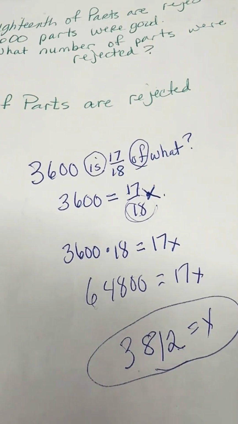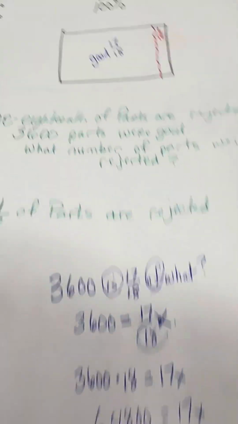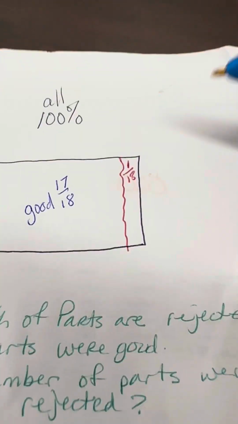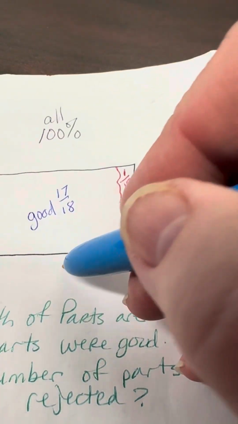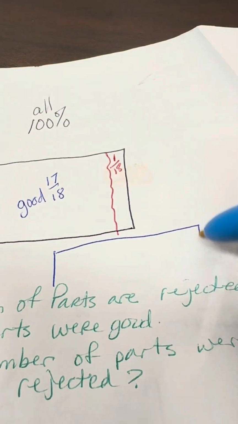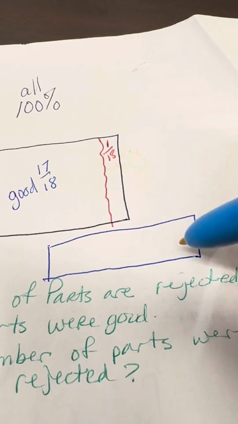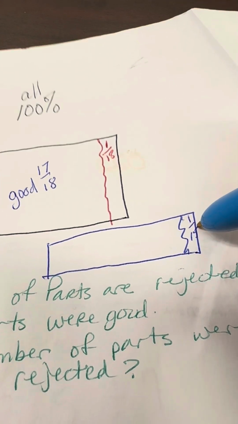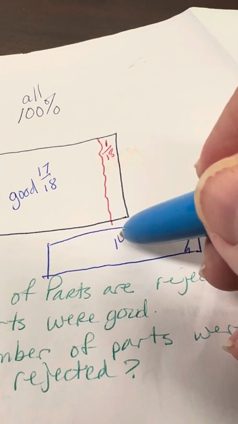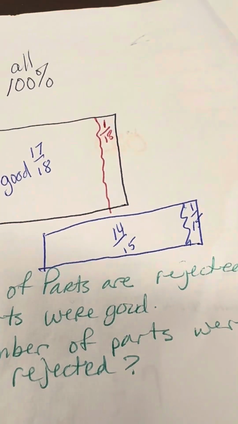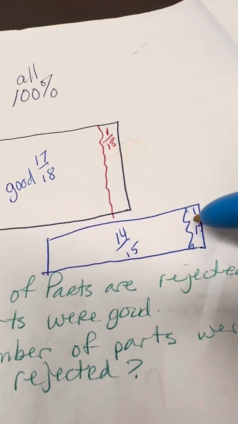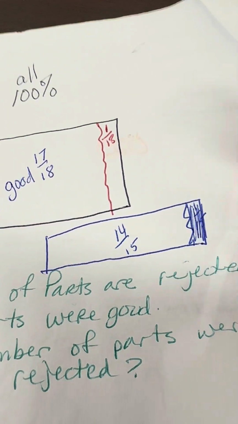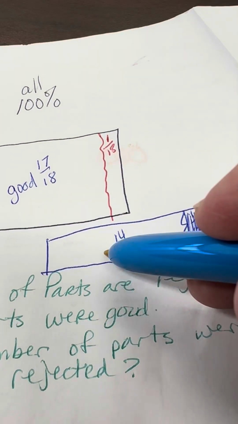I'm going to go back up here a minute. Let's say it was 1/15 of them were bad. So 1/15 would be here, and this good part would be 14/15. Okay, so the bad part is the part that they're not using. The good part is the leftovers.